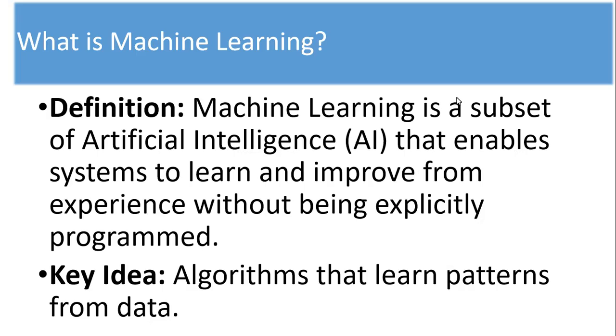What is machine learning? Machine learning is a subset of artificial intelligence, AI, that enables systems to learn and improve from experience without being explicitly programmed. Key idea: algorithms that learn patterns from data.